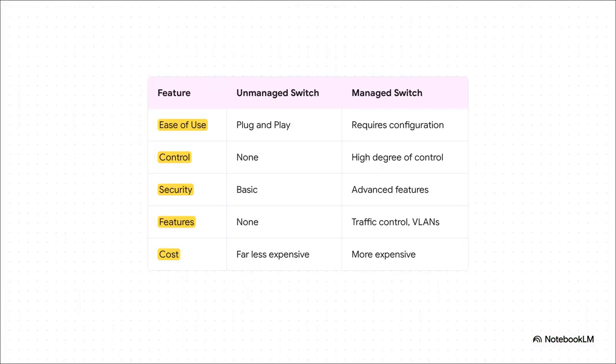This chart really lays out the trade-offs, doesn't it? With an unmanaged switch, it's pure plug and play, super easy and way cheaper. But a managed switch, yeah, it needs some configuration, but in return, you get a massive amount of control. We're talking advanced security and some really powerful features. For instance, you could prioritize your Zoom call so it doesn't lag, or you could create something called VLANs, virtual LANs. Just think of those as creating separate, totally secure mini networks all on the same physical switch. It's perfect for, say, keeping your work computer network completely isolated from your personal devices. That kind of fine-tuned control is the real game changer here, and it's exactly why they cost a bit more.